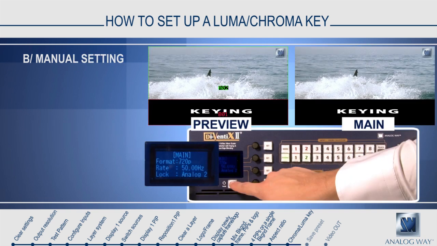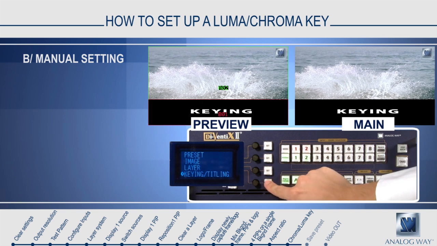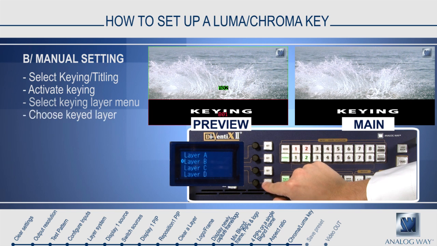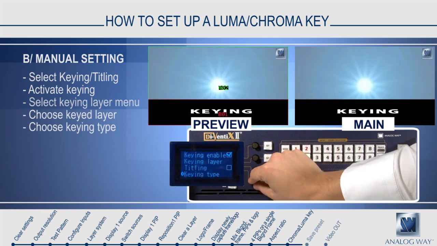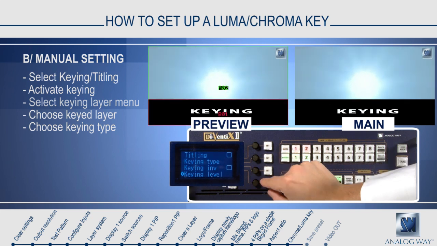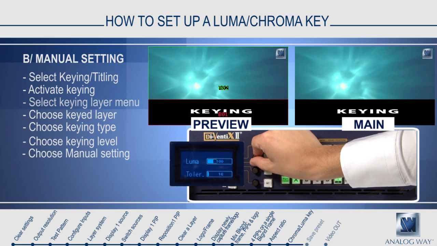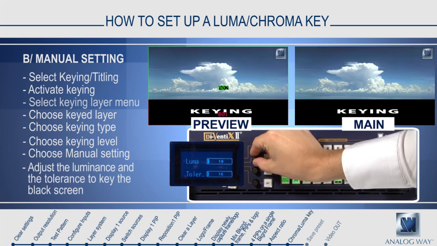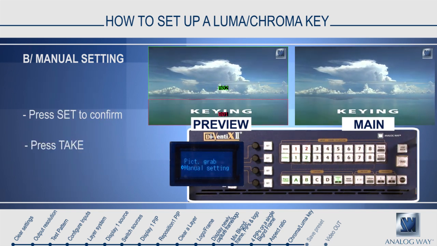To manually adjust the keying settings instead of using the grabber, enter the Keying and Titling menu, turn on the keying, select the keying layer, select the keying type, and then manually adjust the keying level. Your LUMA adjustment will key away parts of the image. Press Set to confirm your selection and Take to view the result.